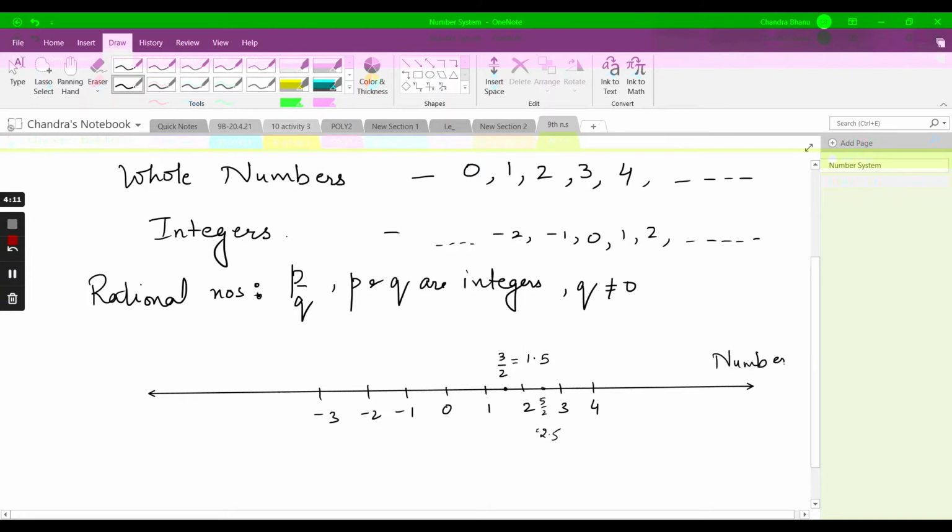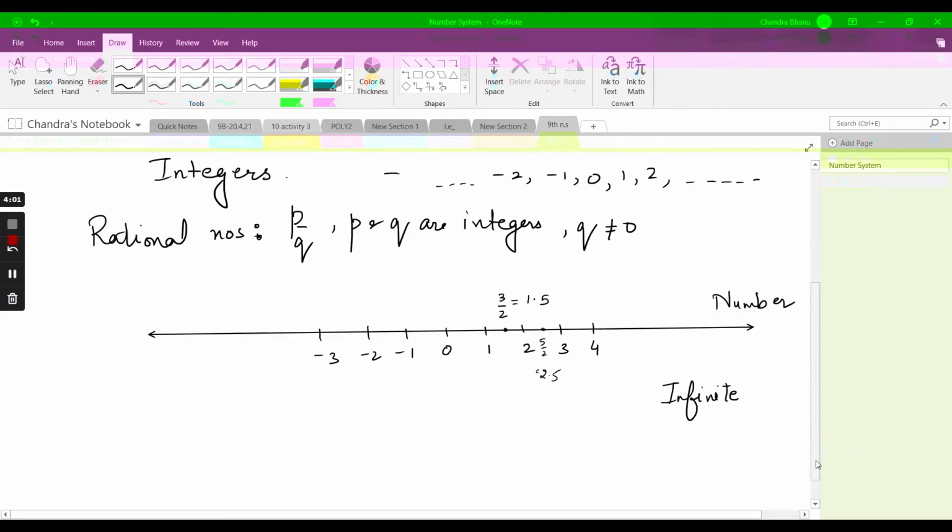Now this number line has how many numbers? It has infinite numbers. It has infinite natural numbers, infinite whole numbers, infinite integers, infinite rational numbers also. So, what can you say about two rational numbers? How many rational numbers are there between two rationals? What can I say about rational numbers between 1.5 and 2.5? There are again infinite rational numbers between any two rational numbers or any two numbers.